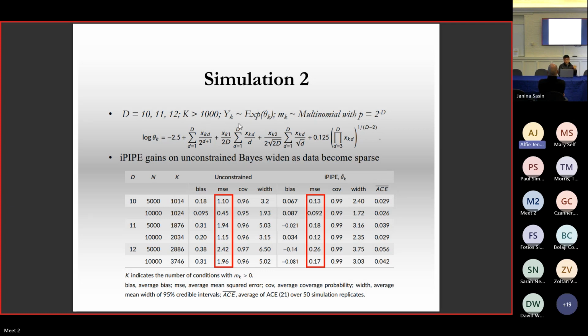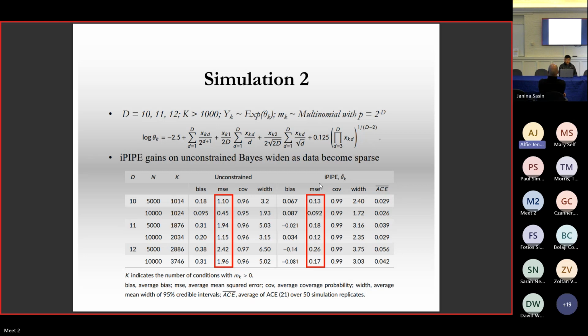And then Y is an exponential outcome. You can envision this as like a survival outcome. So this is sort of the data generation model. And in the simulation, I compared unconstrained methods. Meaning that in each condition, in the unconstrained method, I just fit using a conjugate prior for the exponential distribution, and estimate theta. And I use IPipe, of course.